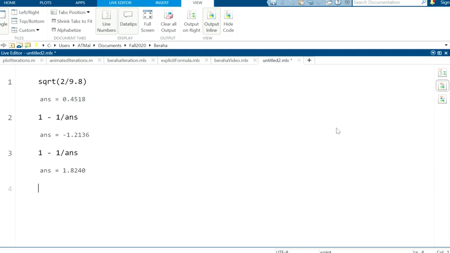And again, but this time you stop. It's 0.4518. Somehow, after doing this 3 times, you got back the same answer. It has a period of 3.